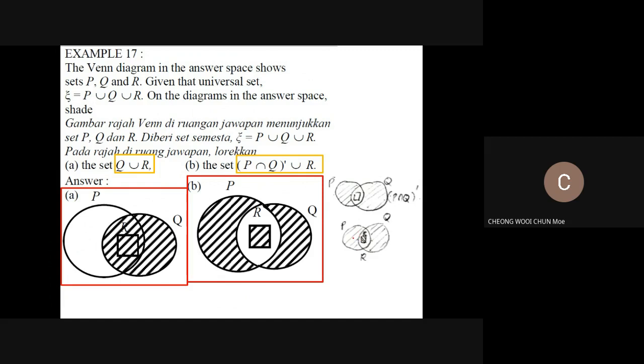Yeah, this word is very confusing. Okay, so now here only R, the whole R. Then these two combine, union, add up both. So here, here, and here. So it becomes like this.